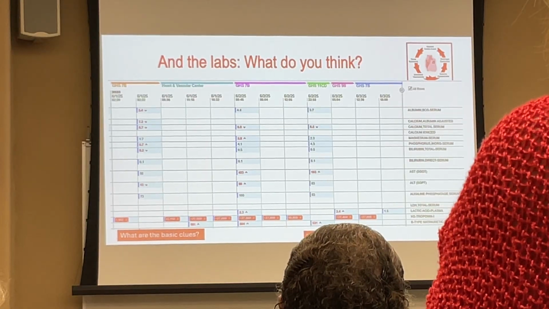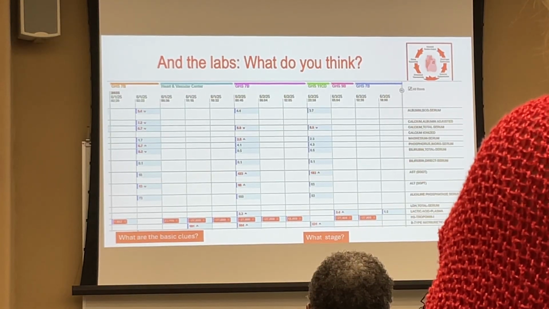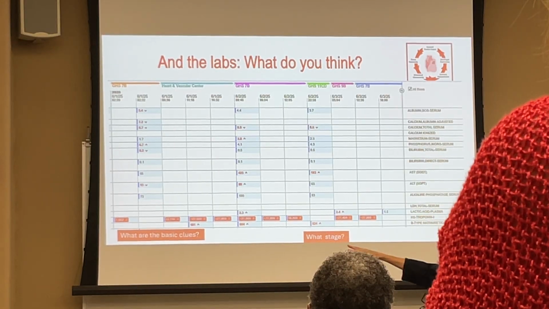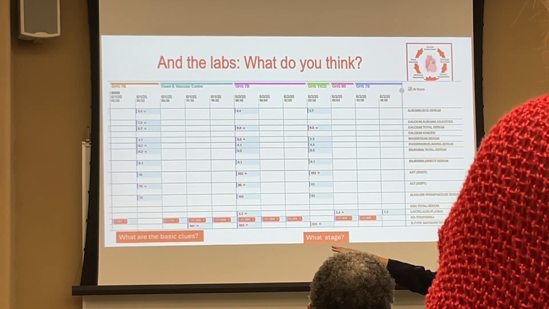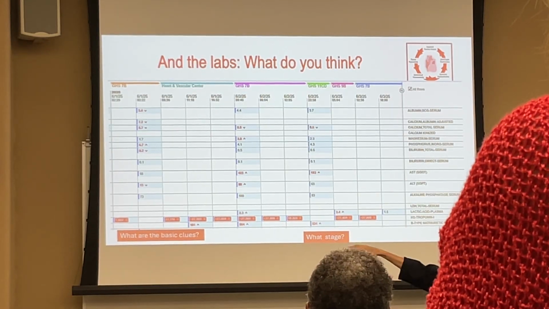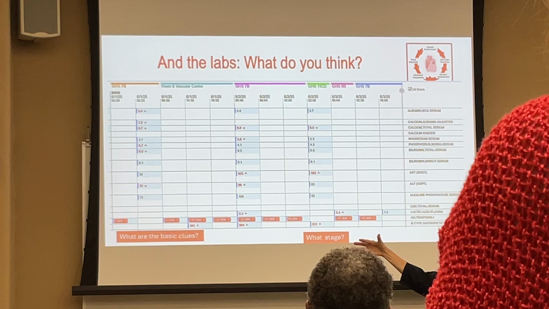The other thing you can see here is his lactic acid is mildly elevated, 2.3, and then up to 2.4, and his BNP is mildly elevated, right? 181. For me, that's kind of mild, because I have patients that are 2,200. So it's enough for us to say he's in heart failure.